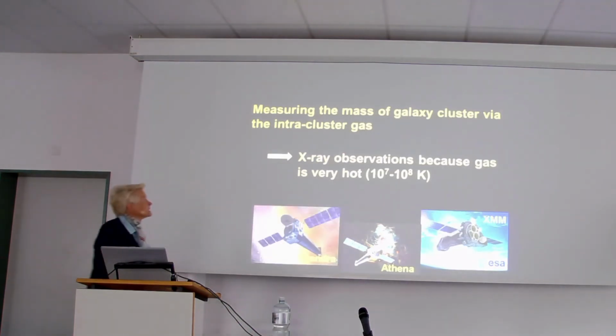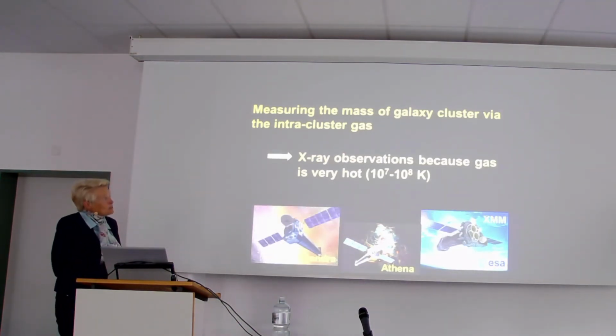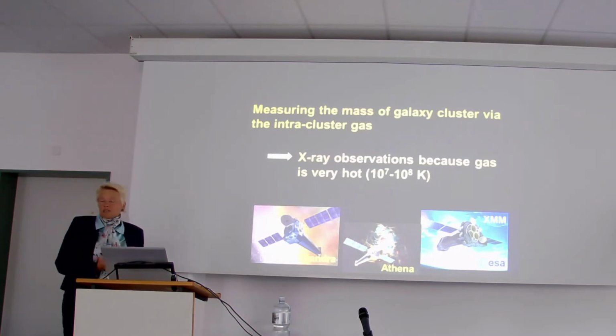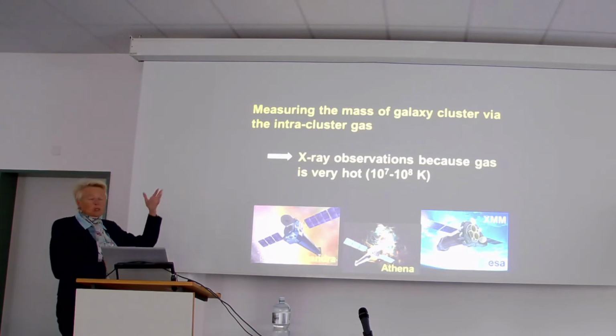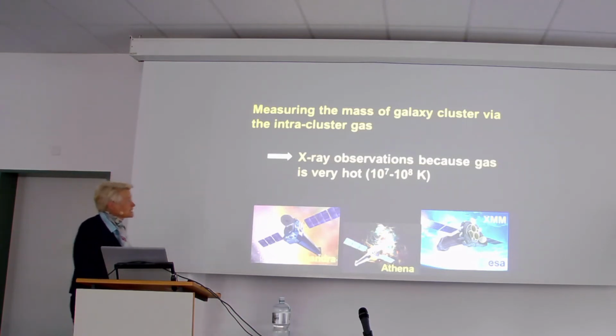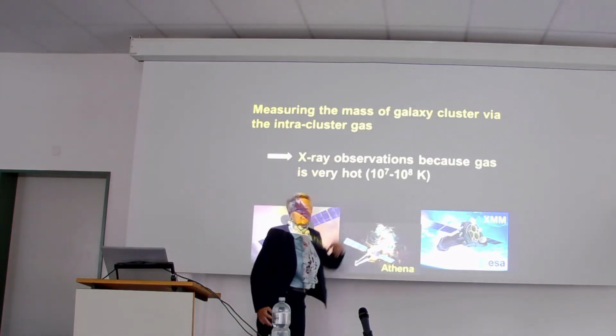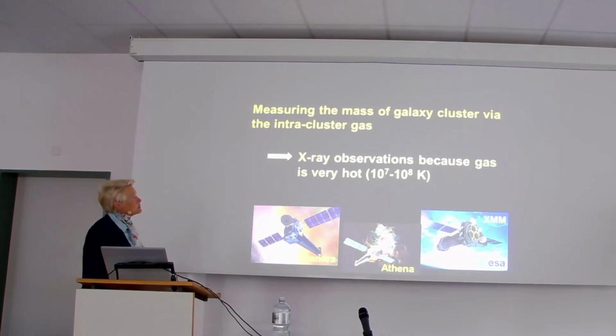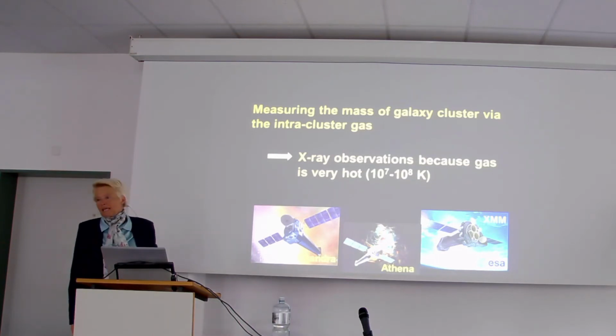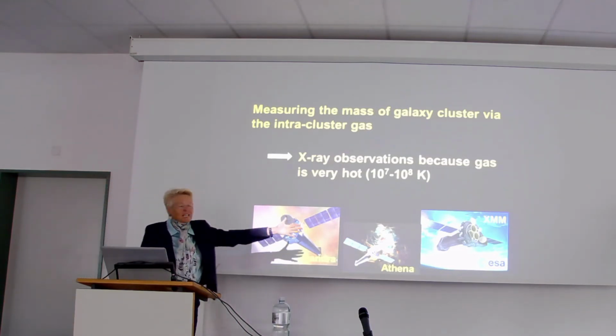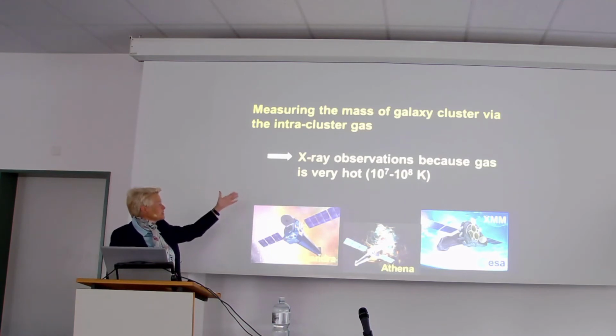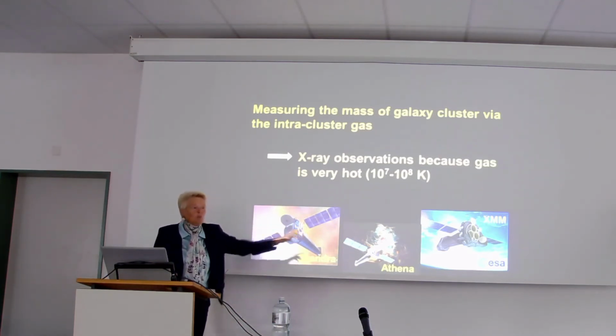Good. Now we come to the second method. We can measure the mass of galaxy clusters via the intracluster gas. So there is gas between the galaxies, but you were not able to see this gas because it was an optical image that I showed before. And this gas is very hot. It has temperatures of 10 to the 7th to 10 to the 8th Kelvin, and that means it emits light in X-rays. And X-rays cannot pass the atmosphere. Good for our bodies, but it's not good for X-ray astronomy. So X-ray satellites have to be put into orbit, and X-ray telescopes are on the X-ray satellites.